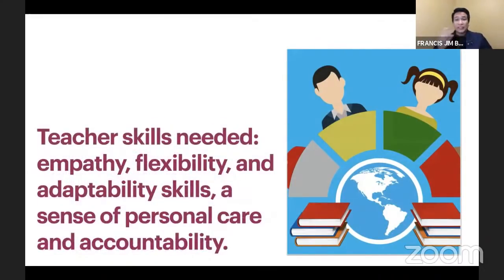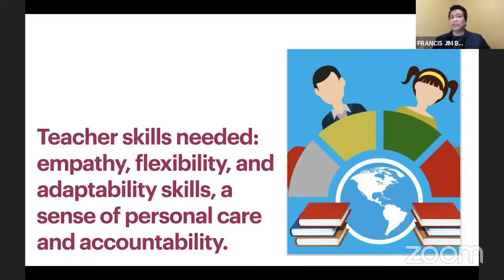As for teachers, us teachers, we need the skills. Okay, the skills of empathy, flexibility, and adaptability skills to make sure that we accommodate our students. We need to also make sure that we balance the sense of personal care and accountability for our students. We've talked about this so many times: empathy, flexibility, sense of personal care, and accountability. I will not discuss this anymore, but it's very important that we have personal care for our students, even if they're far from us.